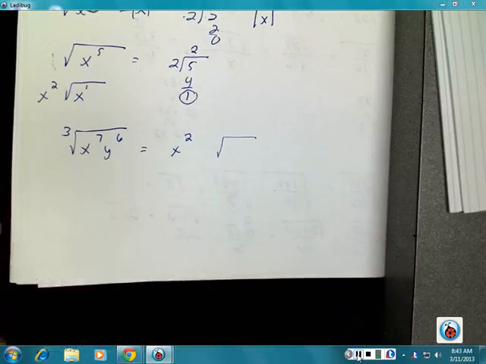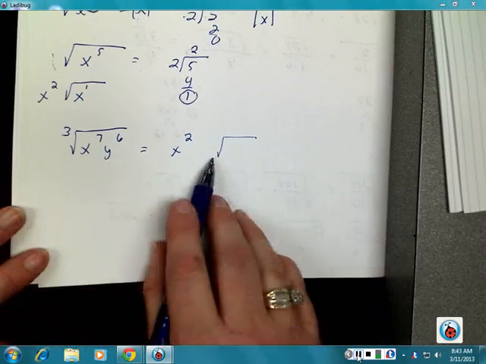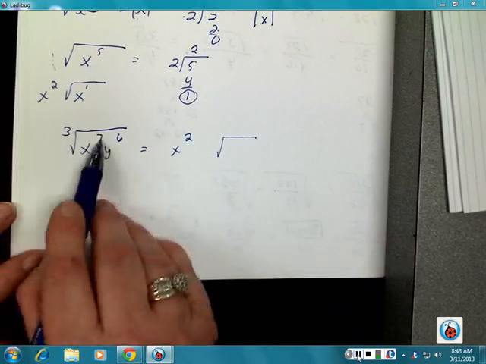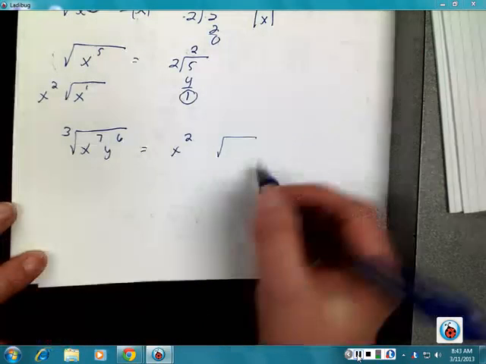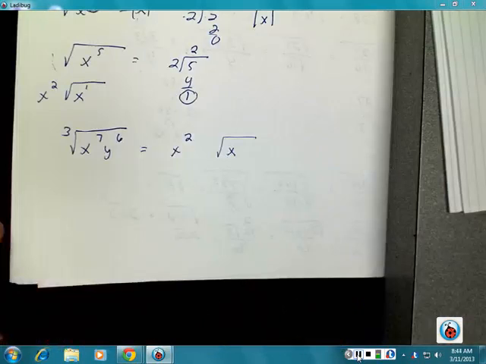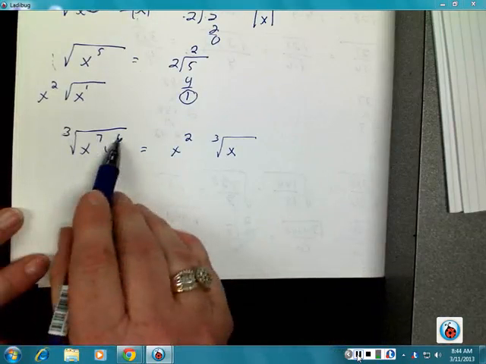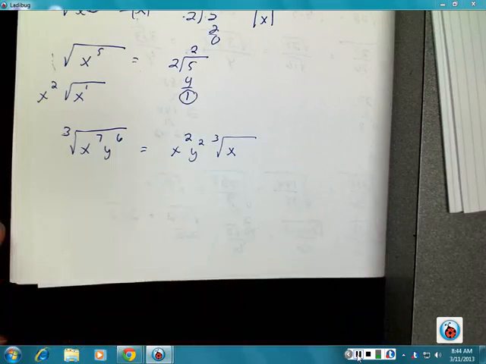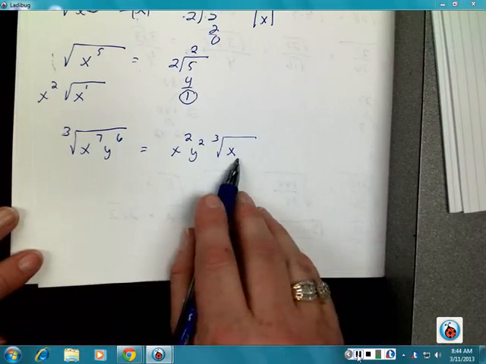And as you work with these, leave your radical off to the end so you can stick anything under it that you have left over. 3 goes into 7 twice with a remainder of 1, so I know I have an x left under my radical. Okay, 3 goes into 6 twice, so I have a y squared out in front, but I have no y's left underneath because I've removed it. You okay with that part? Yeah? Okay.